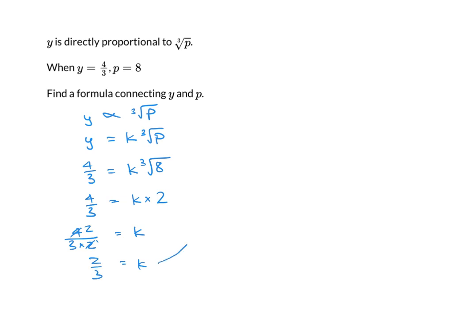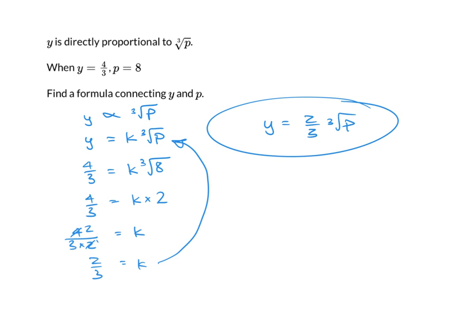I take this value for k, I put it back into this equation here. So y is equal to 2/3 multiplied by the cube root of p, and that is the formula connecting y and p.